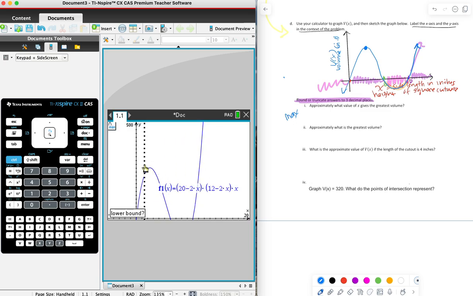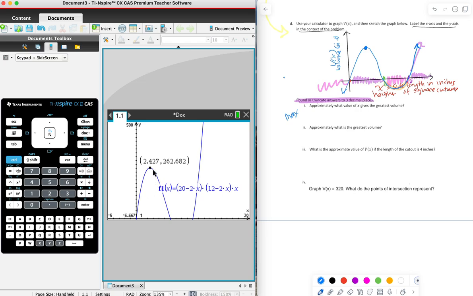Menu, Analyze Graph, Maximum. This down here says lower bound. That just means your lowest x value. So I'm going to go to the left. Visually, I can see I'm moving this vertical line to the left of the maximum. Upper bound means I go to the right of the maximum. I push enter, and I can see that's my maximum.